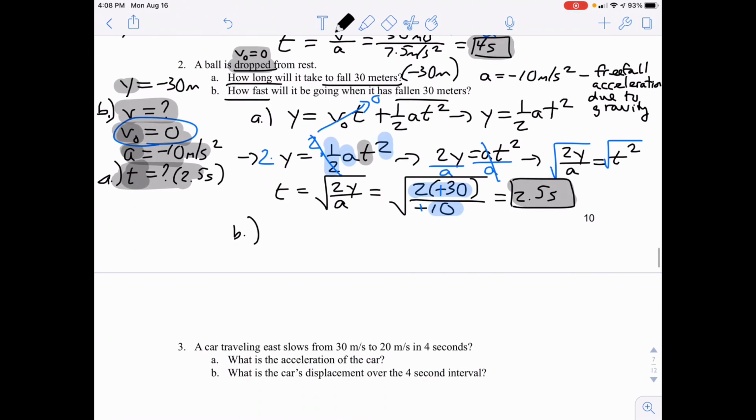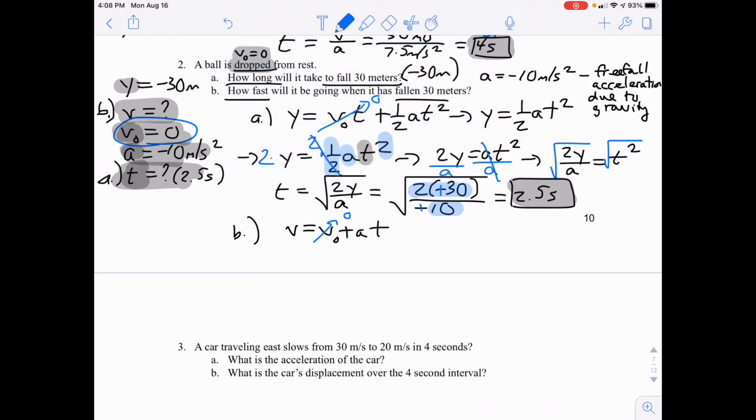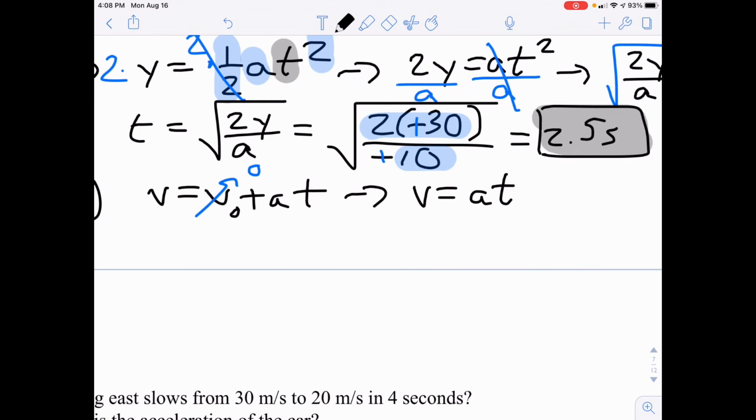So I'm going to now use equation number 1: v equals v naught plus a times t. Again, cancel the v naught because the object was dropped. This becomes v equals a times t, and we're simply plugging into that. v is equal to negative 10 times 2.5, and we get negative 25 meters per second.